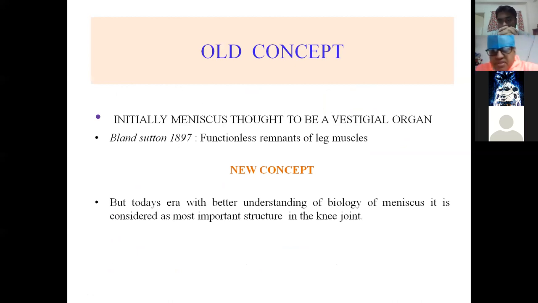There are two concepts, the old concept, and the new concept we are now thinking about. The old concept is that it is a vestigial organ, and if it is injured, just remove it. That old concept meant meniscectomy. But what is the new concept? The new concept depends on repair instead of meniscectomy. Now it is called save meniscus. So everything we think about the meniscus is save meniscus, that is, repair or reconstruct the meniscus, not meniscectomy.